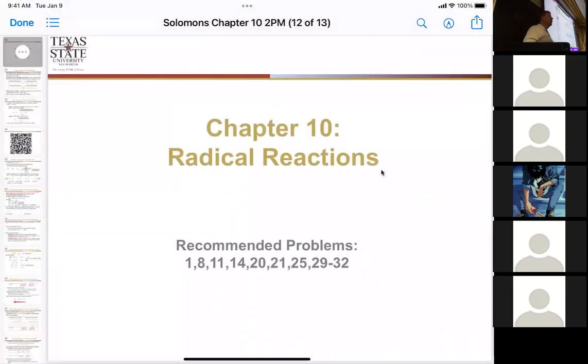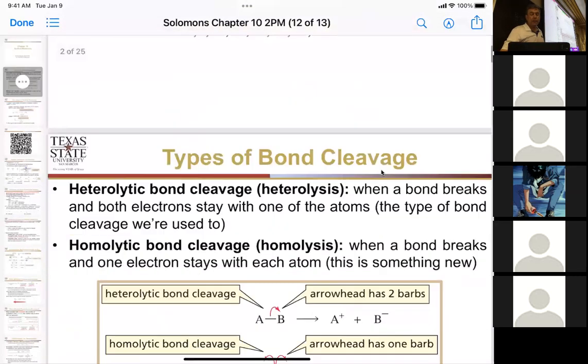Okay, so up to now, we've been following pairs of electrons around. Two electrons are in the pi bond, two electrons in a sigma bond. Two electrons in your nucleophile reach out and make a new sigma bond. We're using two electrons. Well, now we're going to talk about something a little different.